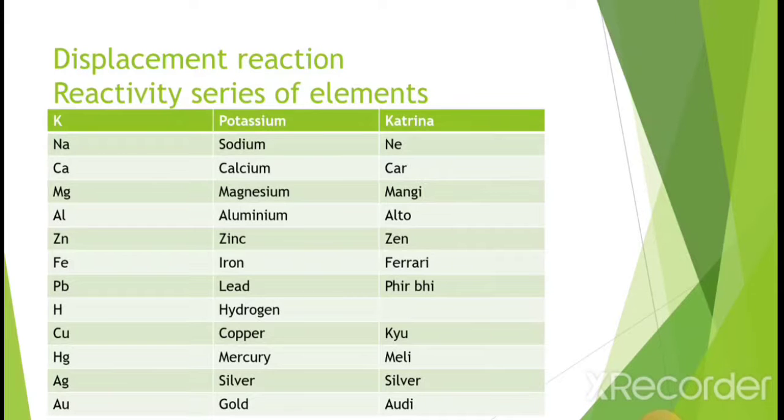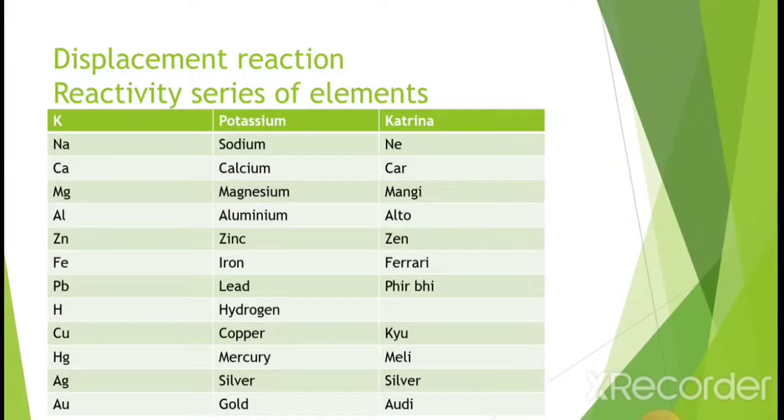Katrina, then that K is there, so that is potassium. Ne, in that Na, that is sodium. Car, Ca, calcium. Mangi, Mg, magnesium. Alto, Al, aluminium. Zen, that is Zn, zinc. Ferrari, Fe, iron. Fir B, Pb, lead, and hydrogen blank.